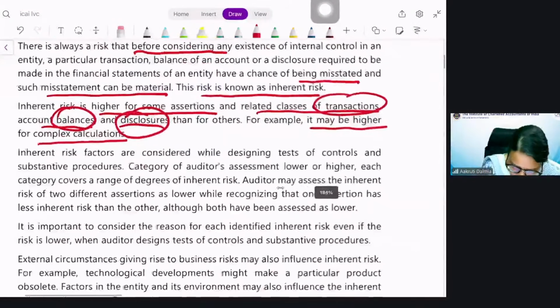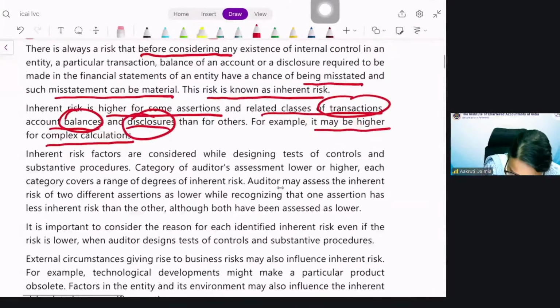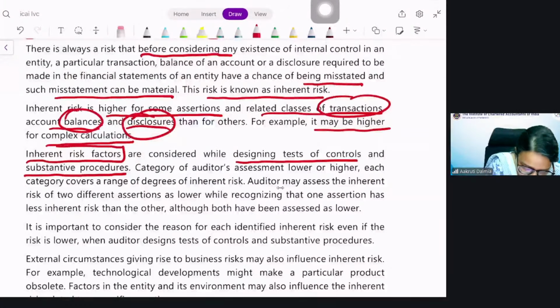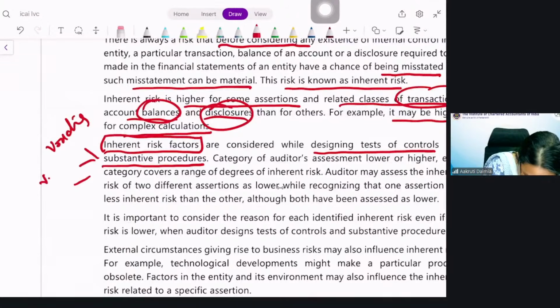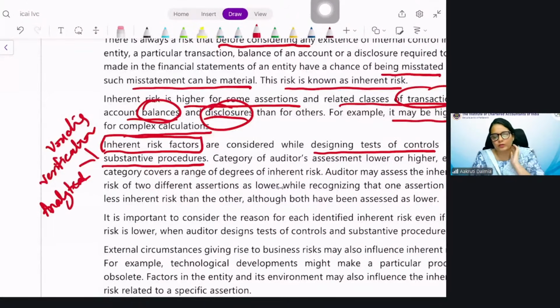Inherent risk factors are considered while designing tests of controls and substantive procedures. So your vehicle moves forward only with inherent risk. Your vehicle of audit moves forward after seeing inherent risk, because on the basis of that you decide what controls I have to check, what procedures I have to do. Right now, with substantive procedures, just remember this: it means vouching, verification and analytical procedures. Okay. Again, this will come later on. We will study in detail.